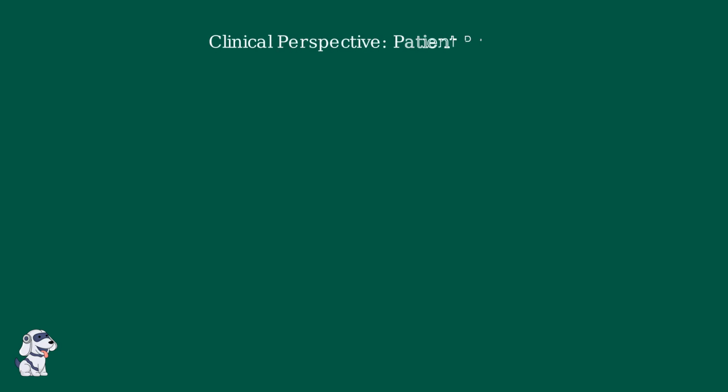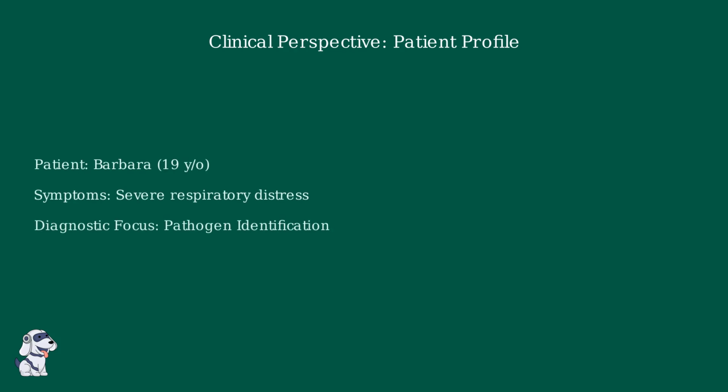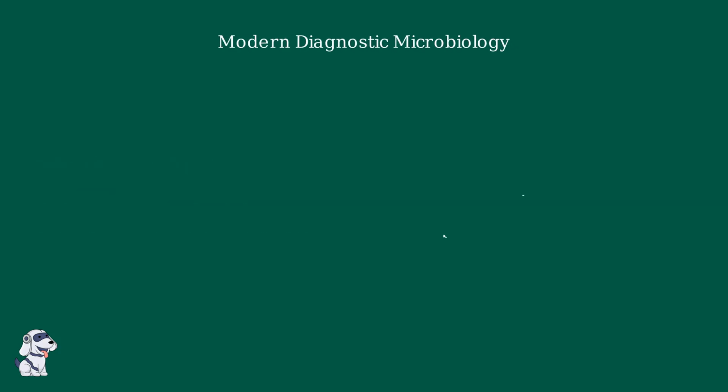Consider the case of Barbara, a 19-year-old presenting with acute respiratory symptoms. In earlier centuries, such illnesses were often attributed to miasma or environmental factors appearing spontaneously. Today, our clinical perspective relies on microbiology. We do not assume spontaneous generation. We search for the specific biological agent responsible for the pathology.